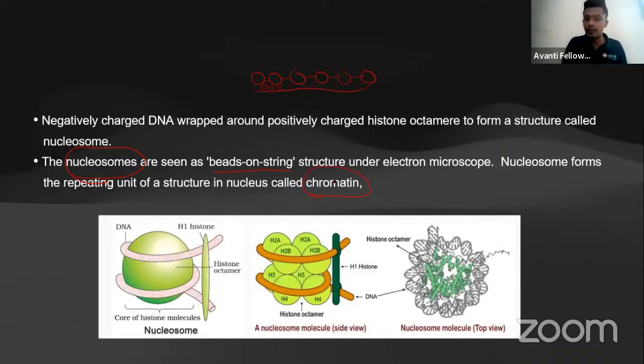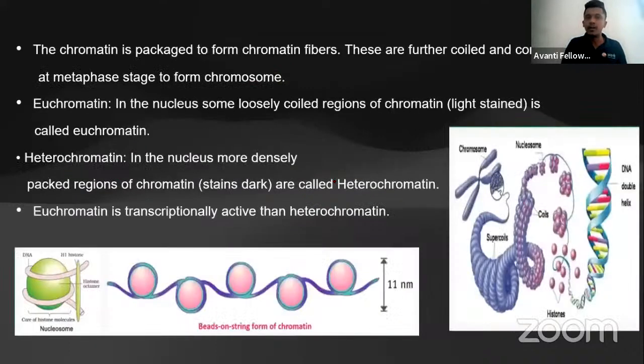So these chromatin fibers are further condensed with the help of chromatin proteins to form a chromosome. Now, this coiling of chromatin to form a chromosome happens at a certain stage of the cell division, and this cell division stage is called metaphase. So this happens at metaphase.